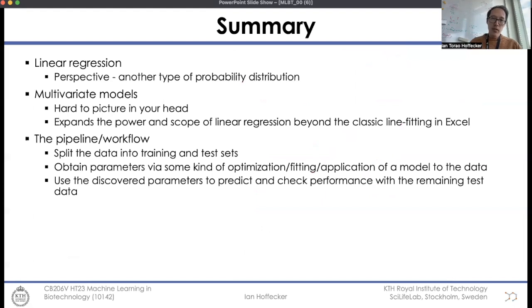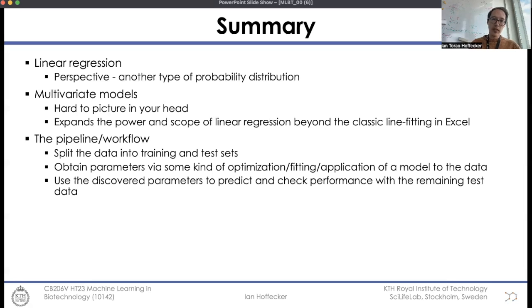So that's it for this lesson. We looked at linear regression from a different perspective than maybe you might be familiar with, which is that of a probability distribution perspective, or thinking of it in terms of a probabilistic model that we could perform maximum likelihood estimation on in order to get our parameters. And then we talked about multivariate models, this idea of adding multiple inputs, which can start to get hard to picture in your head. But for example, for 2 inputs, we can picture this plane fitting this data.